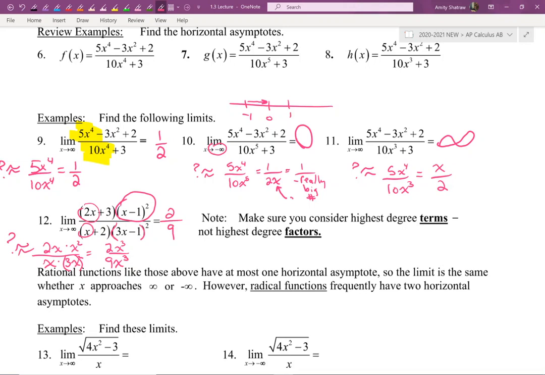And I want to take a look at these next ones. Okay, it says rational functions like those above have at most one horizontal asymptote. So the limit is the same whether x approaches infinity or negative infinity. However, radical functions frequently will have 2 horizontal asymptotes. So we're supposed to find these limits, okay?